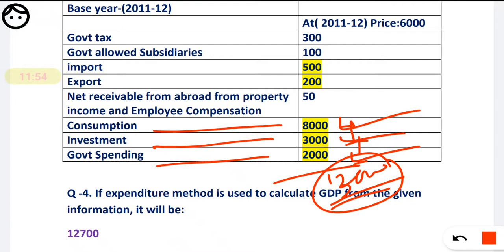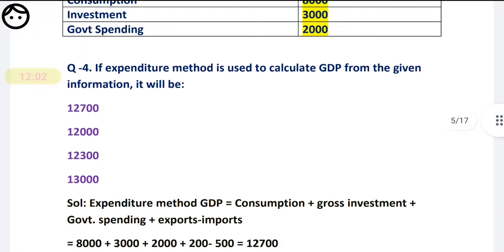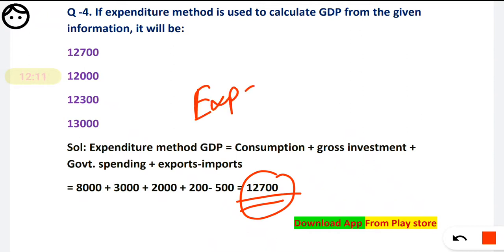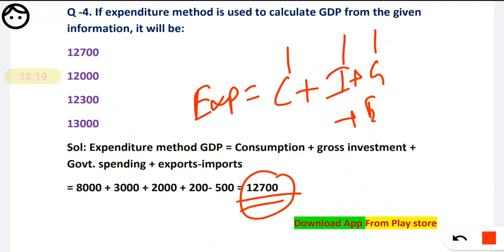And then we have to add the export and subtract the import. So here is the difference, minus 300. When you subtract 300 from 13,000, you will get 12,700. So how easy it is. Just remember the formula for the expenditure method: C plus I plus G, that is consumption, investment, and government spending, plus export minus import.